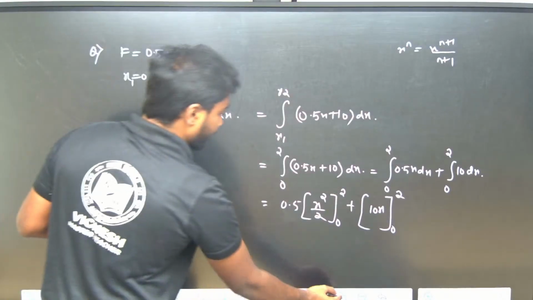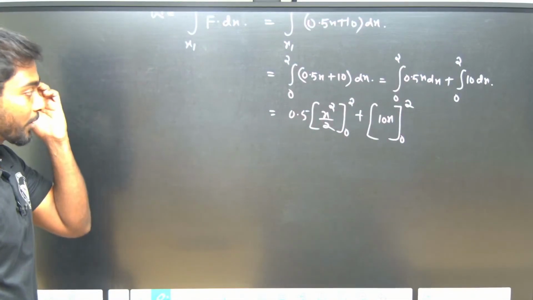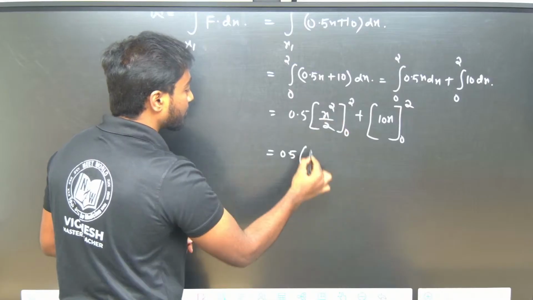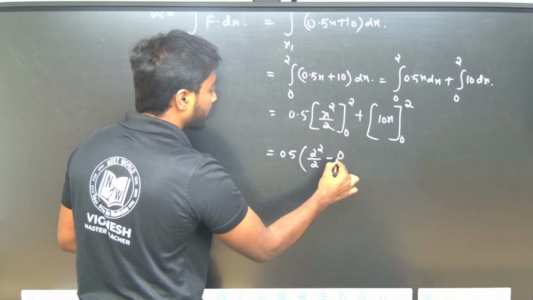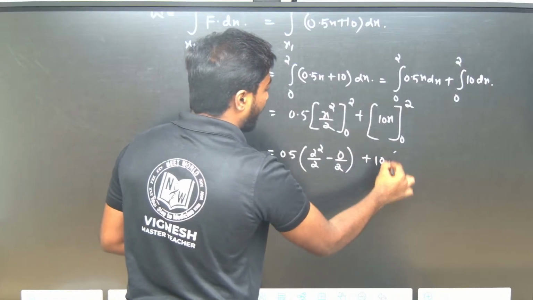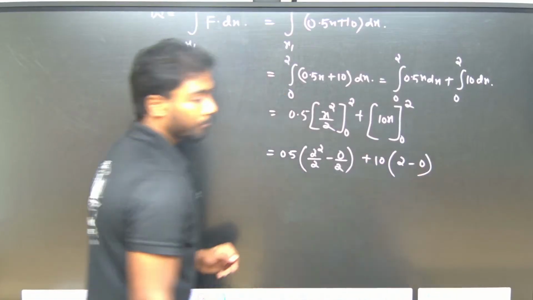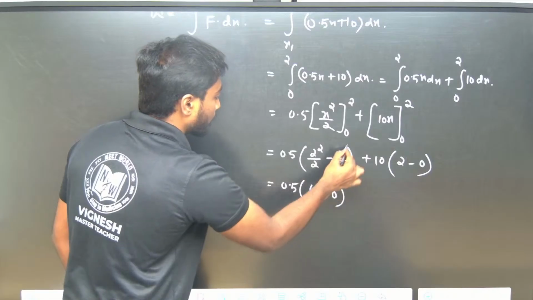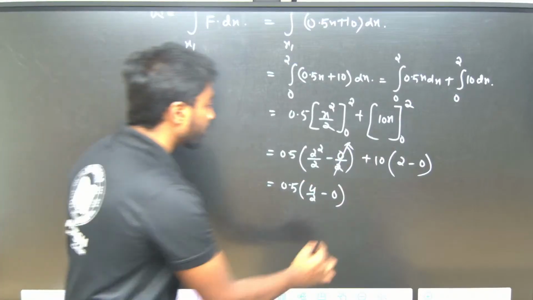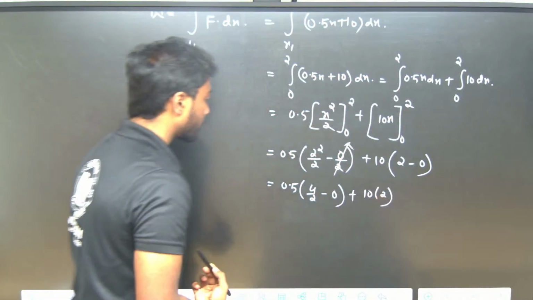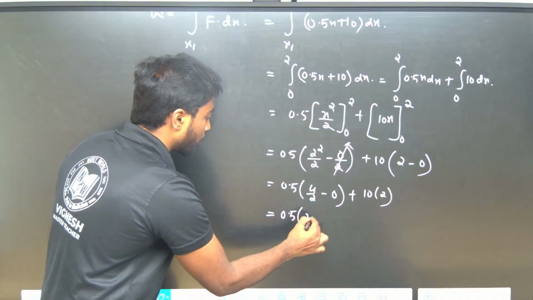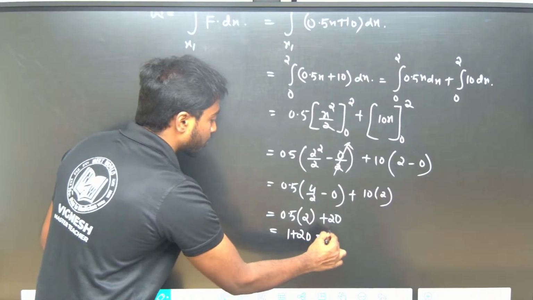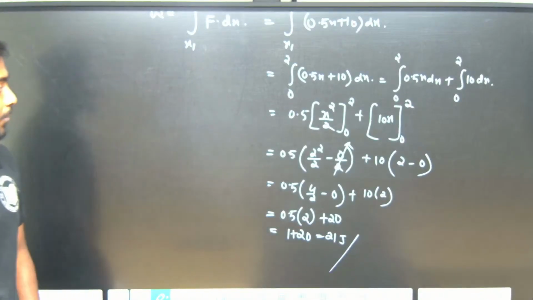Now I can take the upper limit and lower limit inside. So 0.5 times (2 square by 2 minus 0 by 2) plus 10 times (2 minus 0). So it is 0.5 times 4 by 2 minus 0, which becomes 0, plus 10 into 2. So now it is 0.5 into 2 plus 20. This becomes 1 plus 20, which is 21 joules, the answer for the given question.